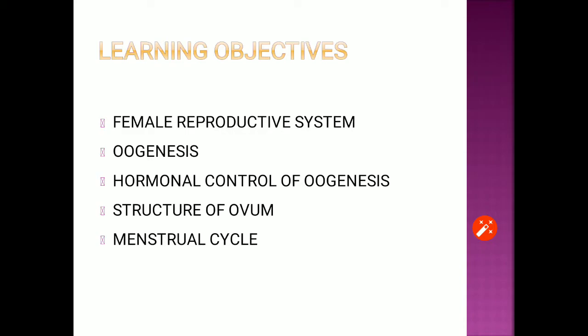Let's start the session with the learning objectives. The learning objectives are female reproductive system, oogenesis, hormonal control of oogenesis, structure of ovum and menstrual cycle. After completion of this session, you will be able to understand these processes and will be able to relate with these terms in a better way.